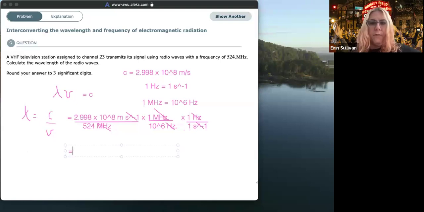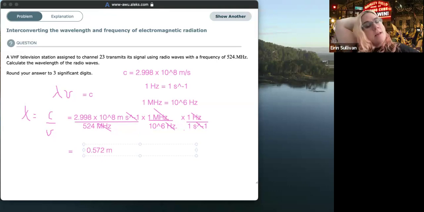I suppose I better grab a calculator and do that. So 2.998 times 10 to the power of 8. I'm just going to pause this because this is boring for you. And I got 0.572 meters for my units.